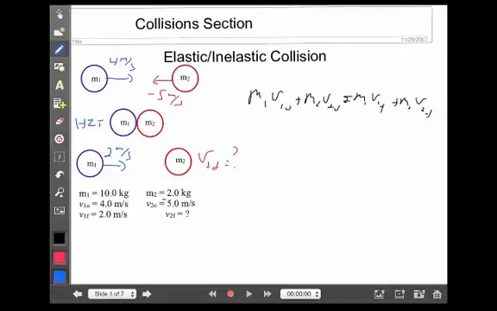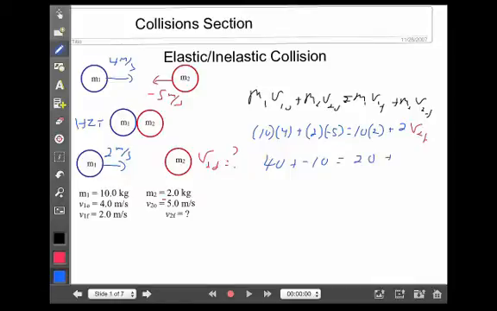But we know all our values. m1 is 10 with an initial velocity of 4. m2 is 2 with an initial velocity of -5. m1 still remains 10 but has a final velocity of +2. And m2 has a mass of 2 and then some unknown final velocity. Okay, that's 40. That's -10. That's 20.